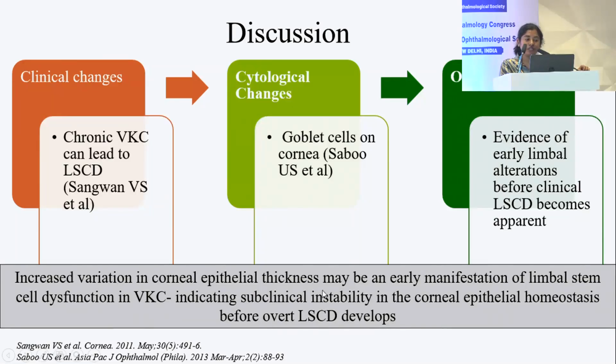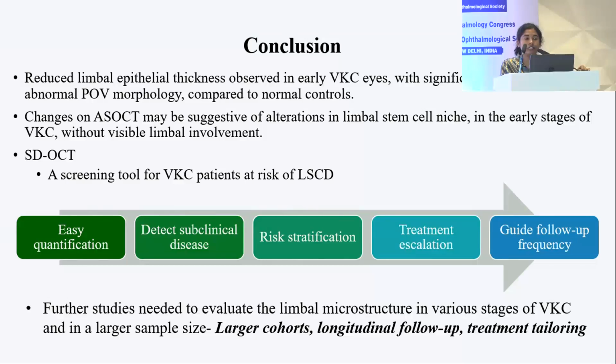Also, the increased variation in the corneal epithelial thickness may be an early manifestation of limbal stem cell dysfunction in VKC patients, which indicates subclinical instability of the corneal epithelial homeostasis before overt clinical LSCD develops.